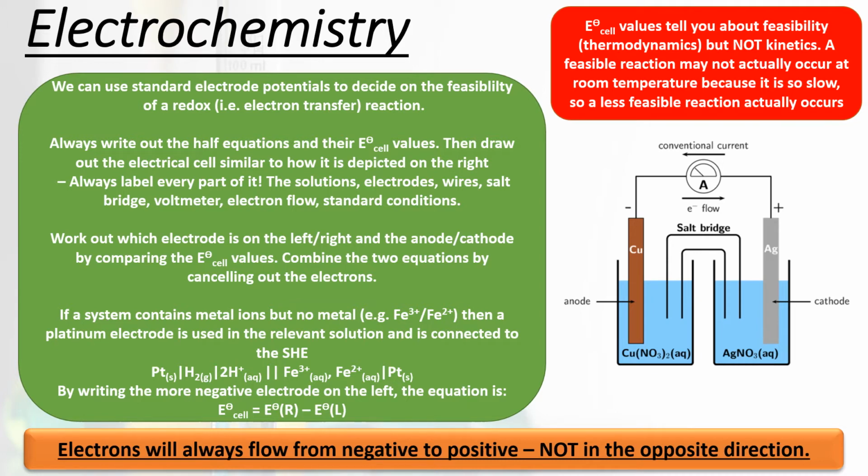Now, a little caveat to note as well is that our E cell values tell us about the feasibility, basically the thermodynamics of a reaction. They tell you nothing about the kinetics. It's the same way when you look at enthalpy changes and Gibbs free energies and entropy and all that kind of thermodynamics, that it tells you nothing about the kinetics, nothing about how quickly a reaction can occur. Likewise, kinetics tells you nothing about thermodynamics.